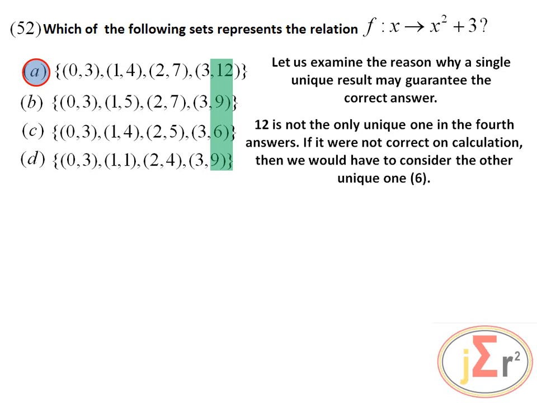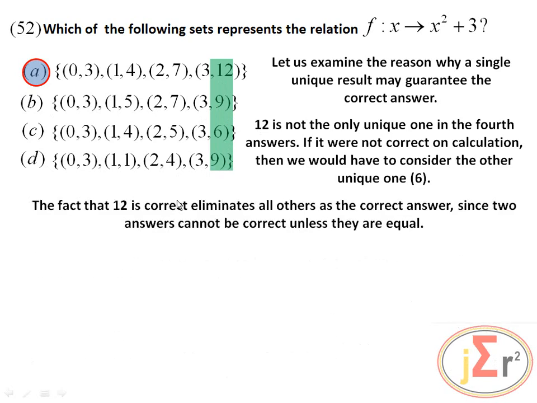12 is not the only unique one in the 4 answers. 6 is also unique. If it were not correct on calculation, then we would have to consider the other unique one, which is 6. Why are we going for the unique ones? Because if we choose 9, we have 9 here and 9 there. If 9 is correct, then we also have to consider the pairs in these options.